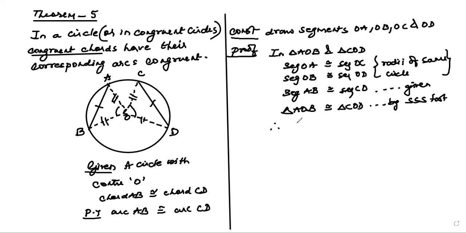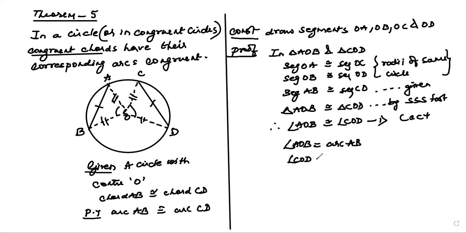Therefore, can I say, children, angle AOB congruent angle COD? I take the angles congruent, children. Can I call it number 1? Now look at this angle AOB. What is this angle AOB actually equal to, children? Angle AOB is equal to arc AB. Measure of a minor arc is always equal to measure of its corresponding central angle.